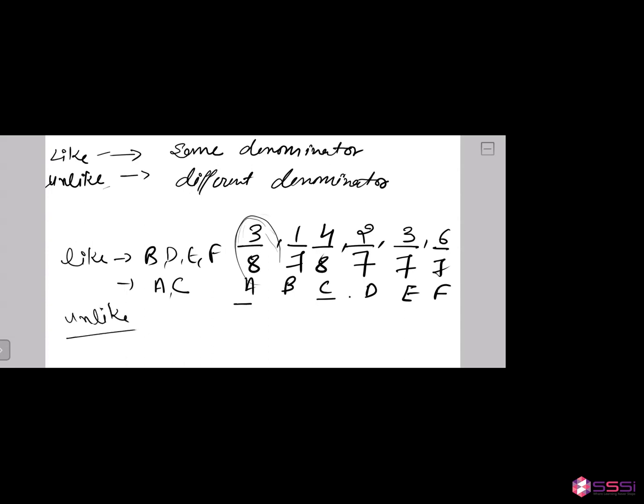And what are unlike fractions? Unlike fractions are those which have different denominators. Tell me, amongst them, which are the unlike fractions? Ma'am, 3 by 8 and 3 by 7, 1 by 7, 4 by 8, 2 by 7. Yes, 4 by 8, 2 by 7.